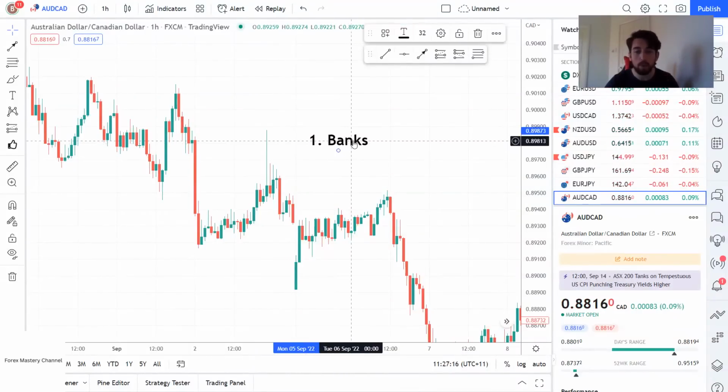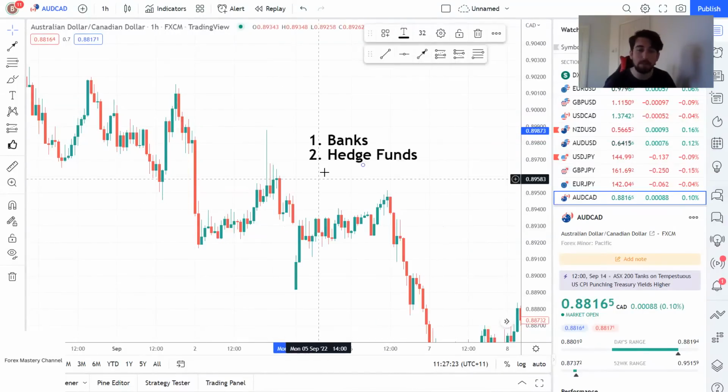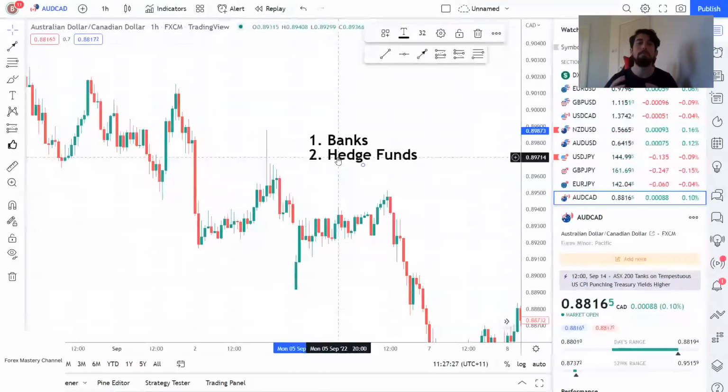It's the same with hedge funds. Again, they don't have as much money, and I'll just briefly touch on them. They don't have as much money as banks, but if you can imagine hedge funds, even like Vanguard, if you've watched The Big Short or anything like that, you'll know that some of these hedge funds do have quite a lot of money. So they are able to do the same thing.